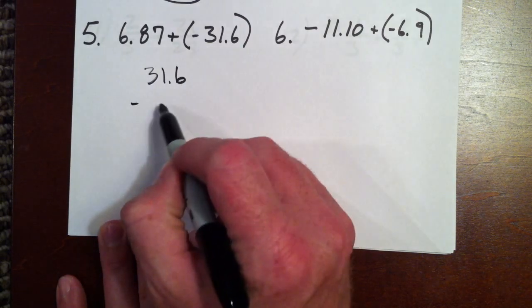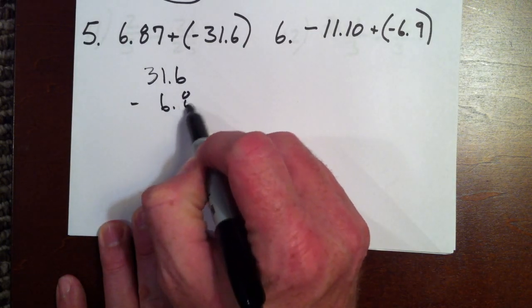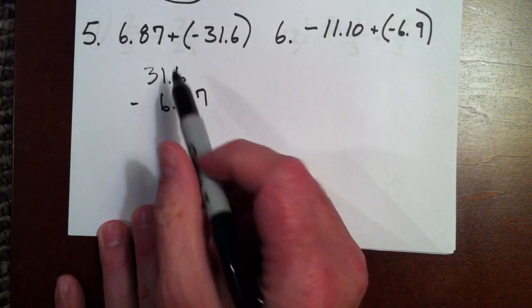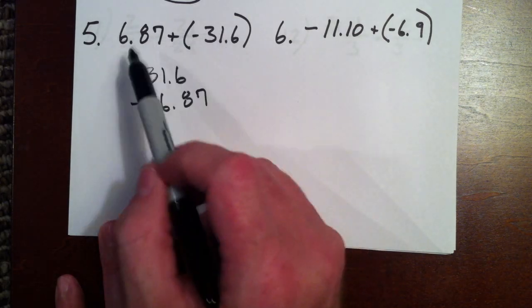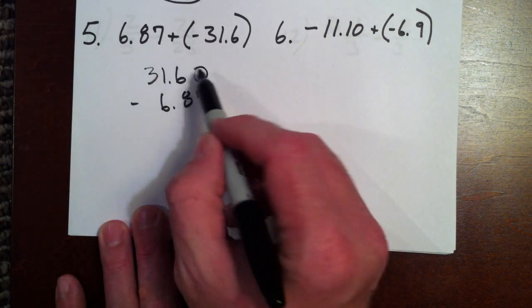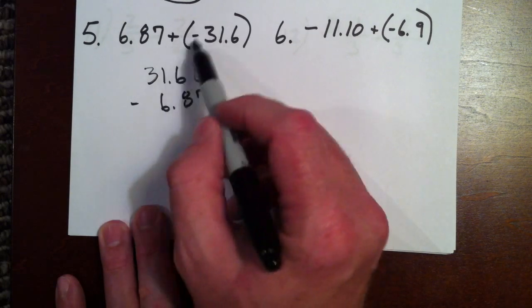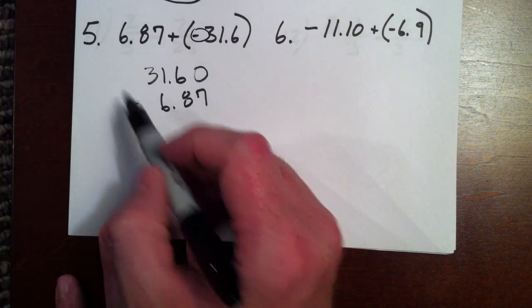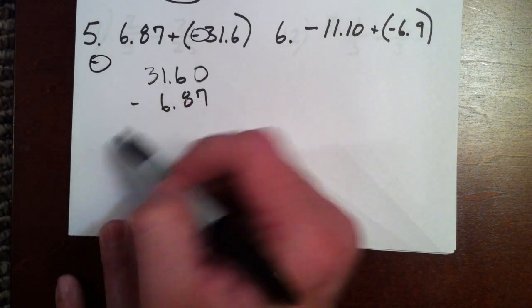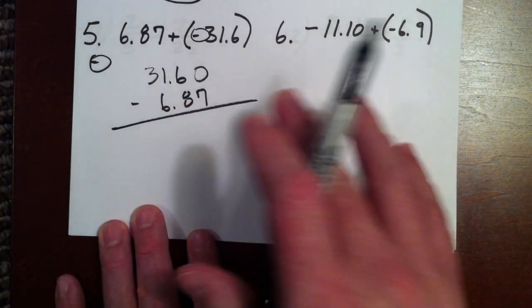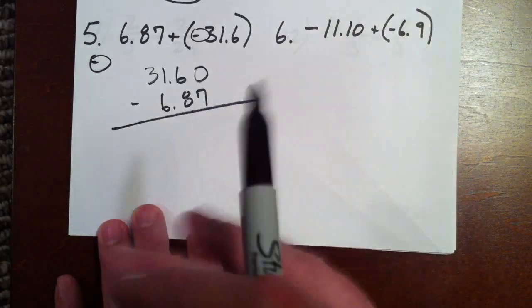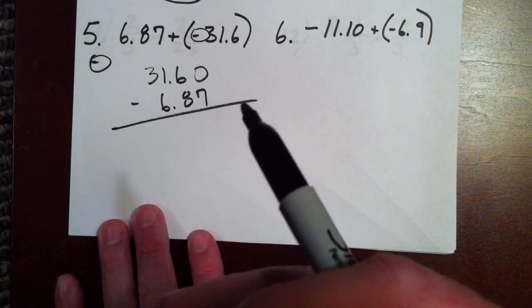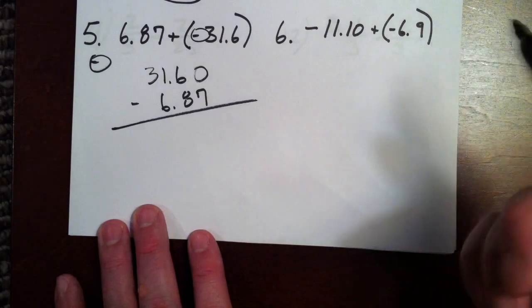31.6 minus 6.87. We're going to take the sign of the farthest number once we get our answer. In other words, which one of these is farthest from 0? It's this one right here. Our answer is going to be negative, so let's remember that. So let's go ahead and subtract, just like we did last week with integers, just like we did with 9 minus a negative, or plus a negative 4 or whatever.